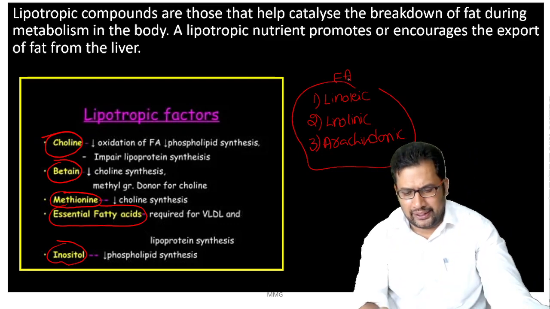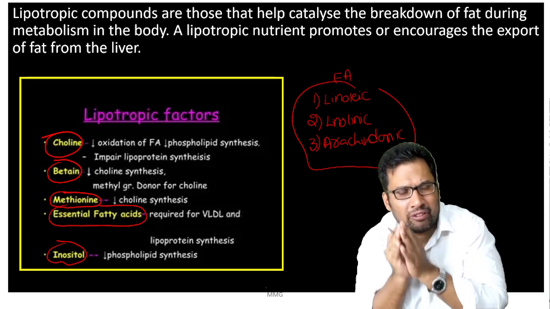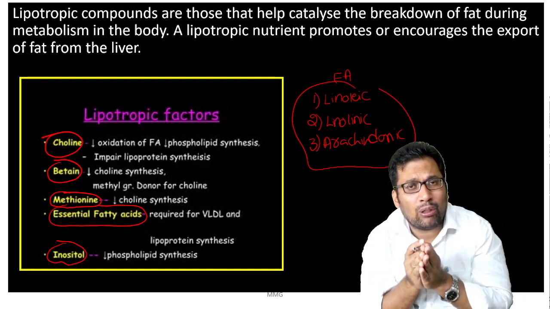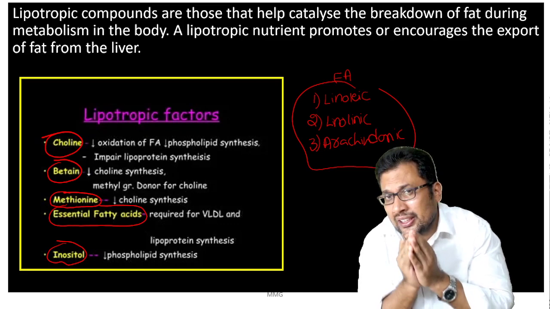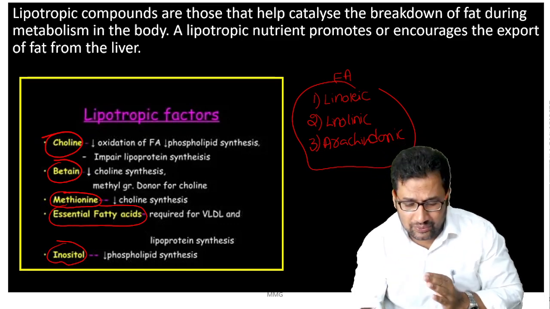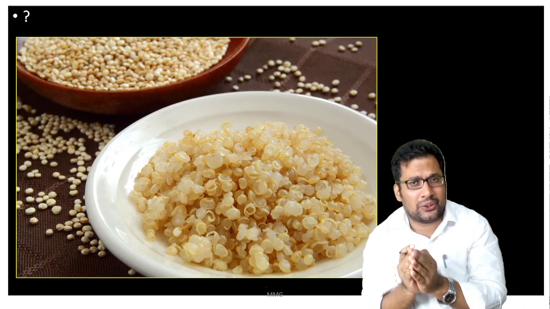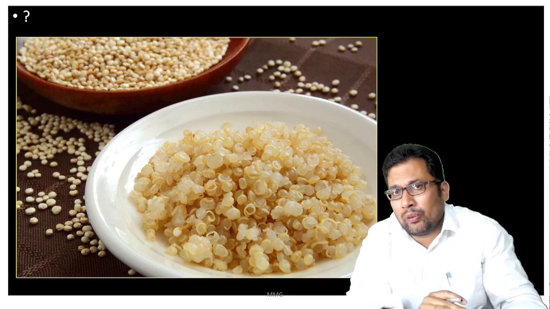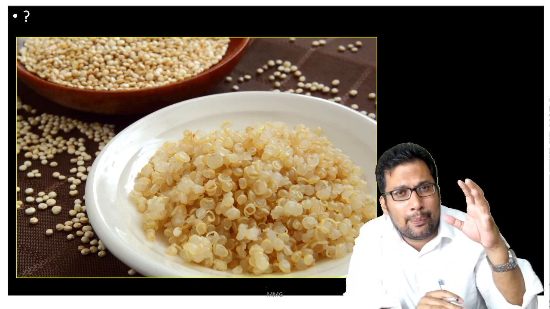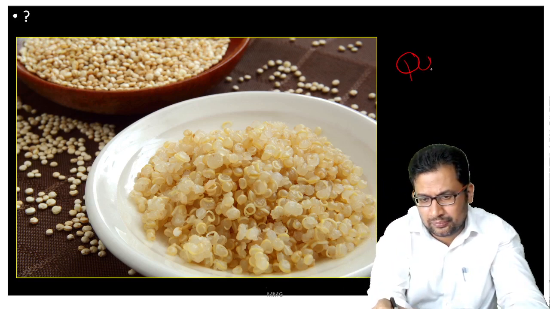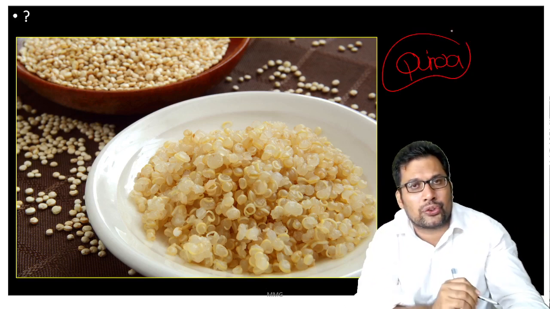So when there is absence of lipotrophic factors or any abnormality, that leads to fatty liver. Fatty liver leads to cirrhosis. Cirrhosis leads to ascites, jaundice, and liver failure. What you can see here is a picture. There is something known as quinoa, which is very rich in lipotrophic factors. This is quinoa, which is given in your notes.